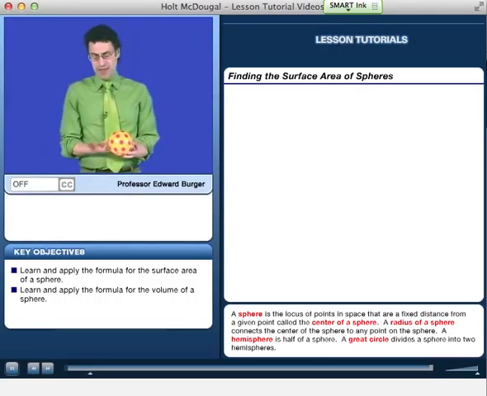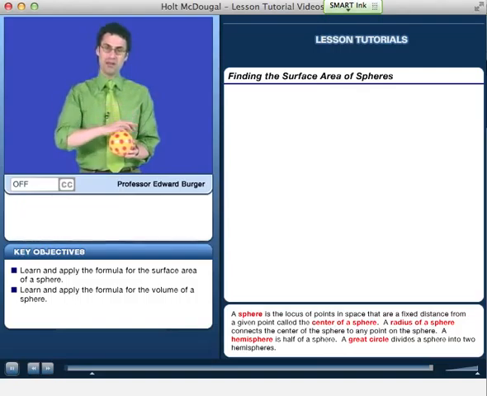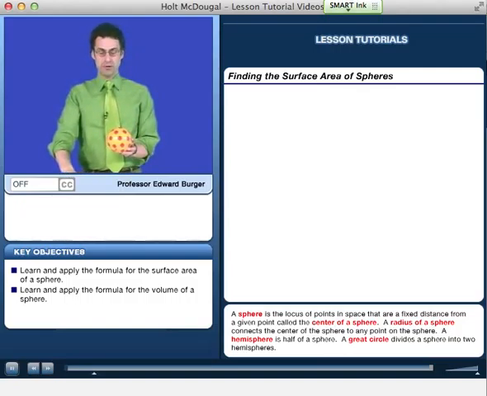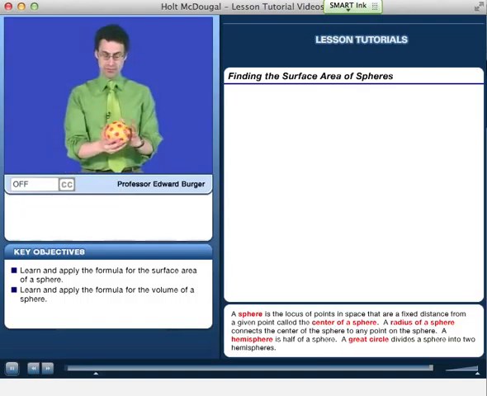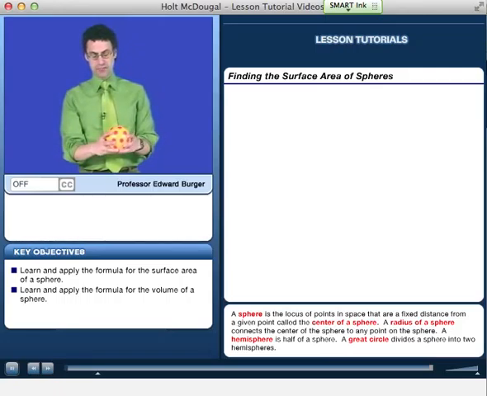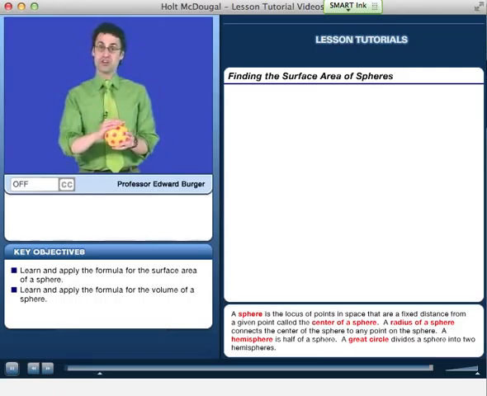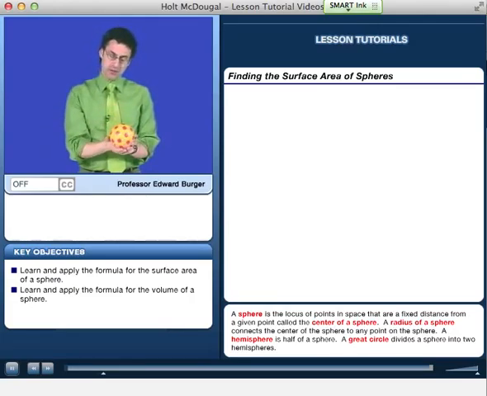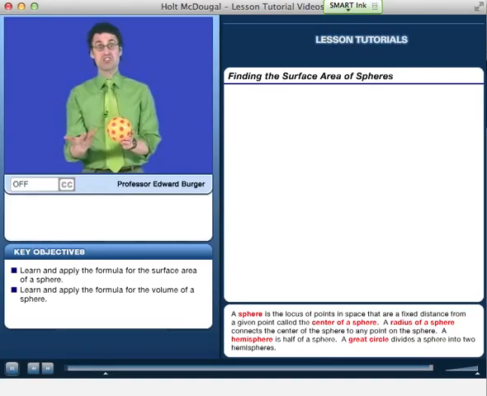You can see that the polka dots are lying on the surface of the sphere. Well, if we were somehow able to cut this all open and spread it out on the table, we would see that in this case, I guess it's made out of rubber, that rubber would have a certain amount of area. So we can actually figure out the area that's on the outside of the sphere, which is known as the surface area.